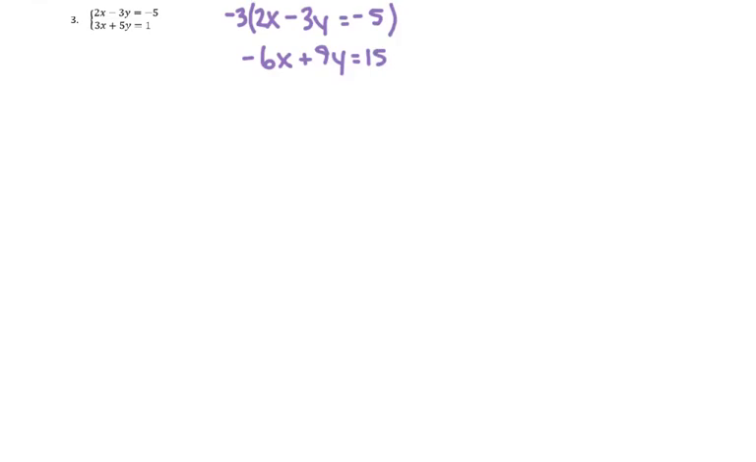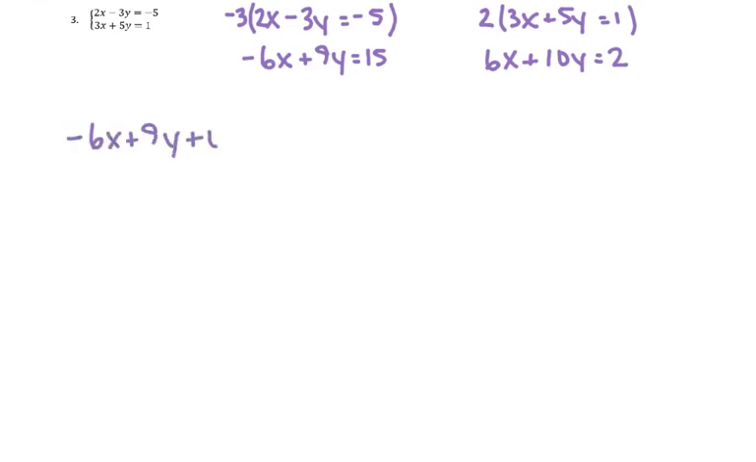Okay, so now I'm going to multiply the second equation by 2. So I've got now 2 multiplied by 3x plus 5y equals 1. And I'm again using that distributive property. So I've got 6x plus 10y equals 2. And now I'm going to add these two equations together. So I've got -6x plus 9y plus 6x plus 10y equals 15 plus 2.